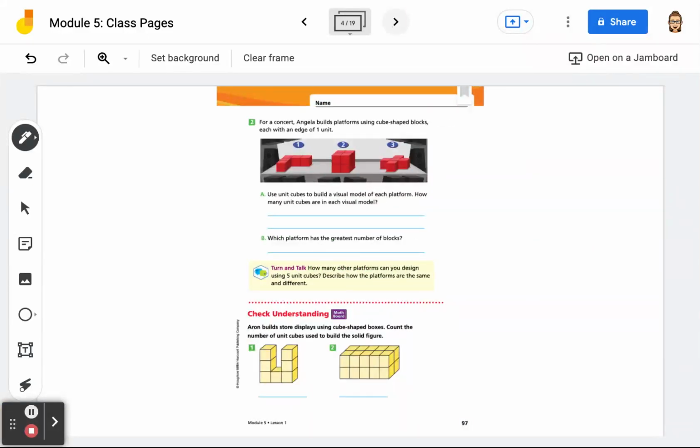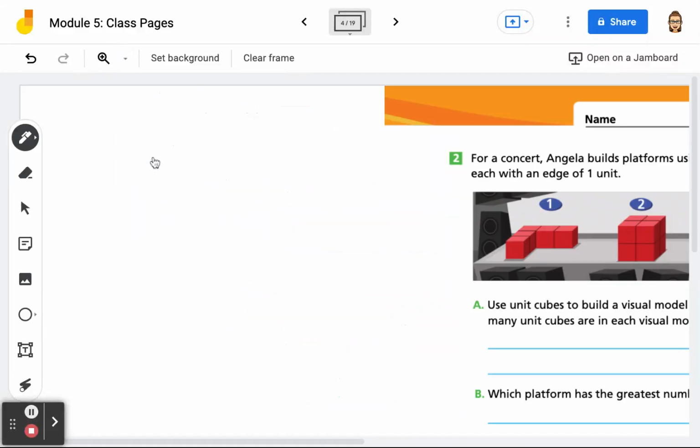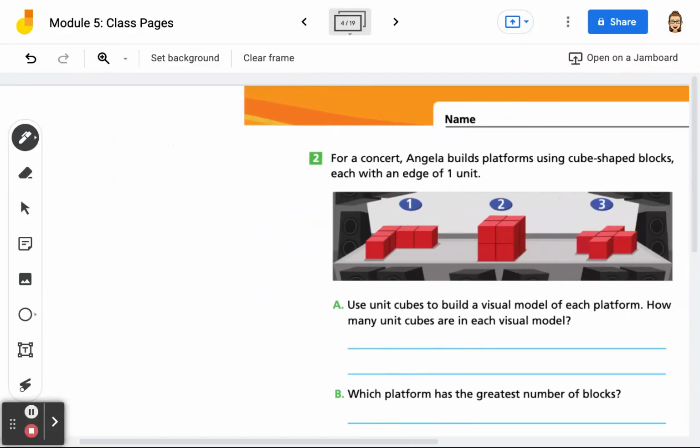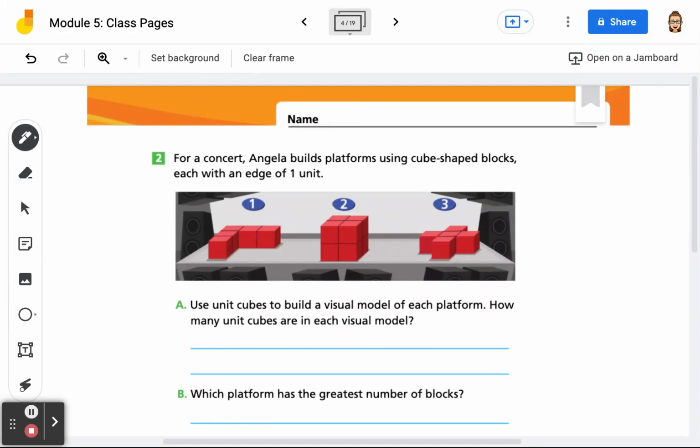Okay, for a concert, Angela builds platforms using cube-shaped blocks, each with an edge of 1 unit. So use unit cubes to build a visual model of each platform. How many cubes are in each visual model? So again, if you have cubes, go ahead and build them. And then we look at number 1. So 1 has 1, 2, 3, 4, 5 cubes.